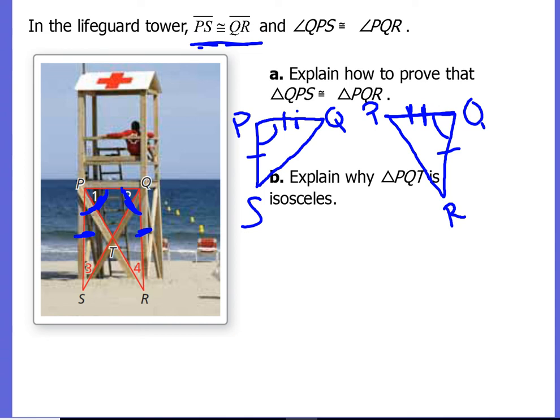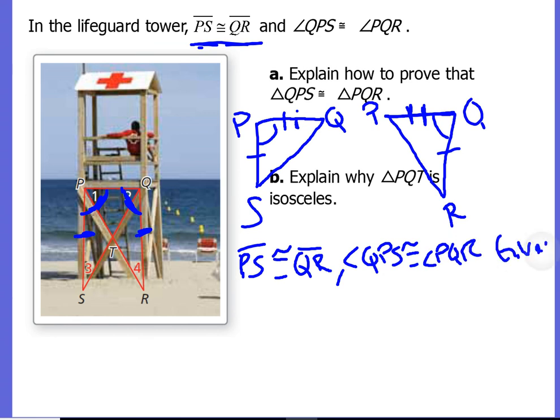Okay, and so now we got to think about where we are going. We are now showing triangles congruent by particular ways. Well, where did we just get to? We just saw that we have a side angle side triangle congruency. So let's go ahead and just finish up the proof. The proof says that we know that PS is congruent to QR, and that angle QPS is congruent to PQR. That is given to us.